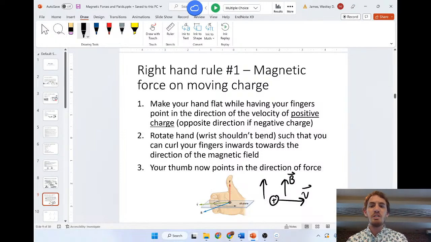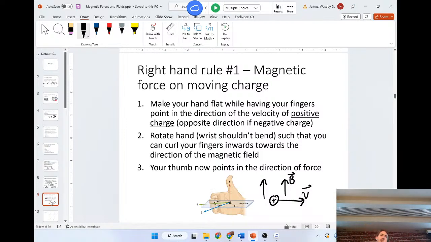So, velocity is pointed to the right, magnetic field is pointed up. You get your hand. You point your fingers in the direction of V. So whichever way V is going, your fingers go that way. So, to the right. Now the question is, do I do it this way? Do I do it this way? We're going to find out in just a second. Should I do my hand upside down? Should I do my hand right side up? Here's the trick to this.